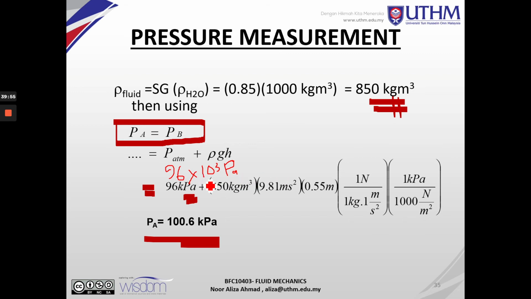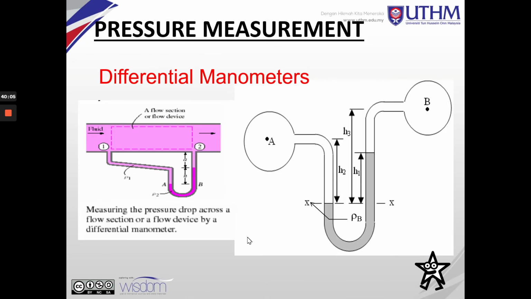If you want, no need to convert here, but you must convert this to kilopascal. Okay, so you get this value. Pressure measurement at a differential manometer. This is the differential manometer. They have manometers at A here and also at B here.